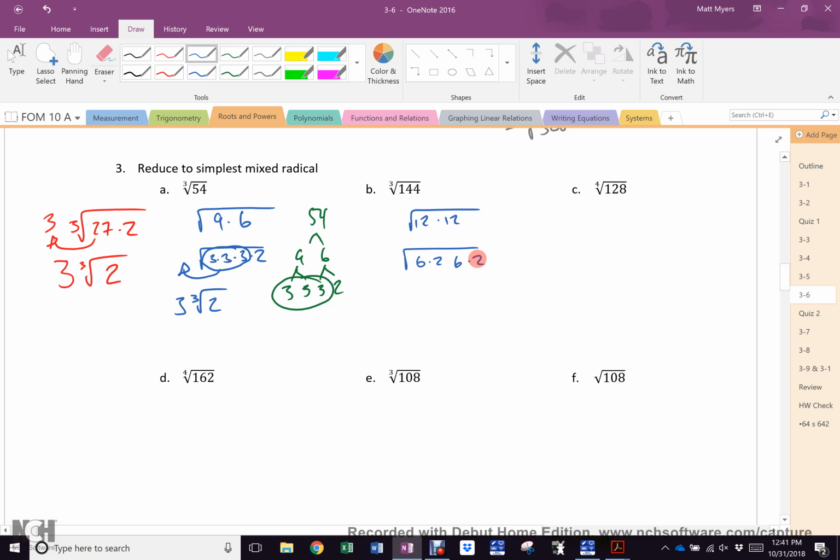Any groups of 3? Still none. Break it down again. What's 6 break to? 3 times 2 times 2, right? And that 6 is 3 times 2 times 2. Is there a group of 3 somewhere? 1, 2, 3. So what comes out? 2. Cube root. What stayed under there? 3 times 3 times 2, which is 18. Is everybody good?